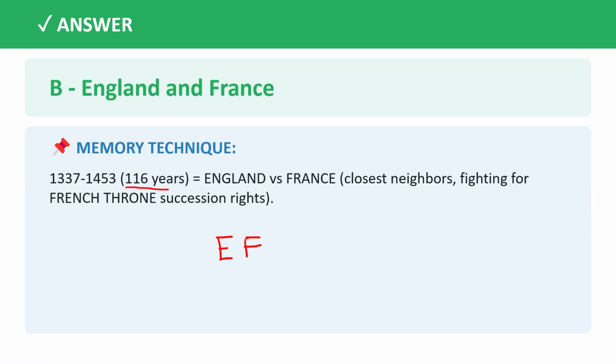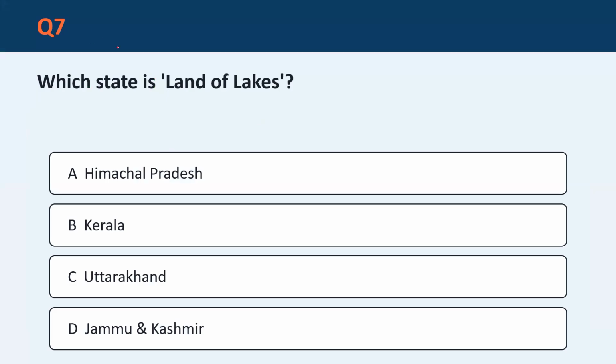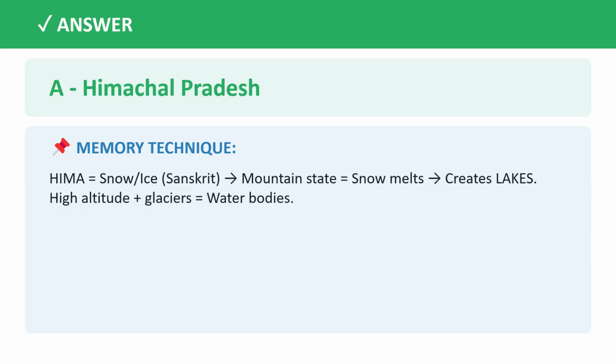The next question is, which state is called the land of lakes? The options are Himachal Pradesh, Kerala, Uttarakhand, and Jammu and Kashmir. And the answer is Himachal Pradesh. Hima means snow.